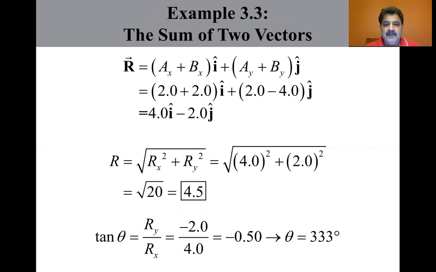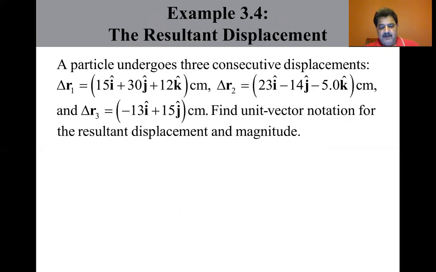Okay, now let's look at another example. A particle undergoes 3 consecutive displacements. The first, delta R1, equals 15i plus 30j plus 12k centimeters. Delta R2 is equal to 23i minus 14j minus 5k centimeters. And finally, the last one, delta R3, equals 13i plus 15j centimeters. There is no k. There is no third component. Find unit vector notation for the resultant displacement and magnitude.